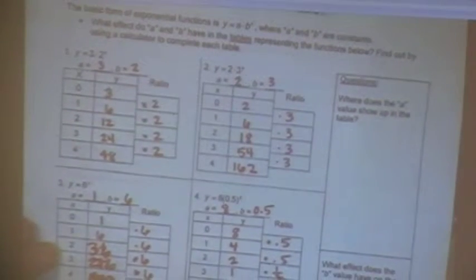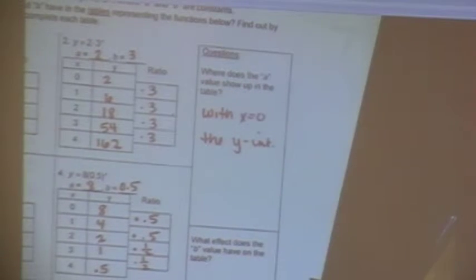Where does the A value show up on the table? It's always the y-intercept, so it's with 0. And what effect does the B value have on the table? Of course, we've already talked about it a billion times now. It's the ratio.